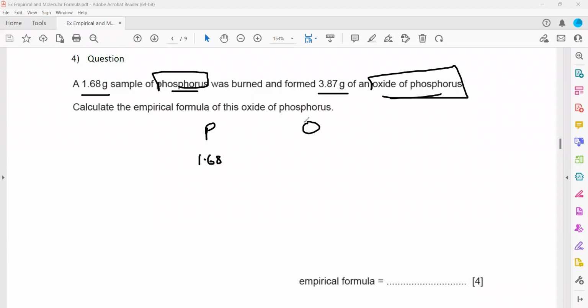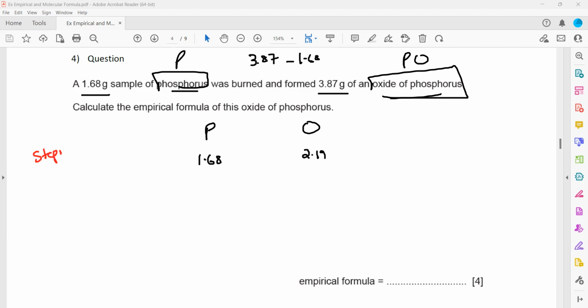1.68. But what about the mass of oxygen? Because this is the mass of phosphorus and oxygen, and this is the mass of phosphorus. So how to know the mass of oxygen? We just subtract: the mass of phosphorus oxide minus the mass of phosphorus will give us how much oxygen is there. So 3.87 minus 1.68 will give us the mass of the oxygen in this compound, which is 2.19.